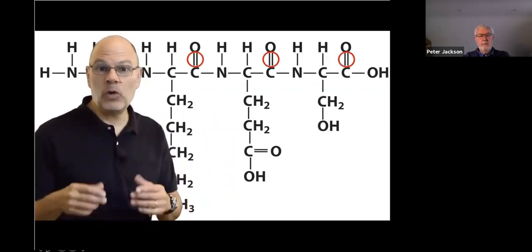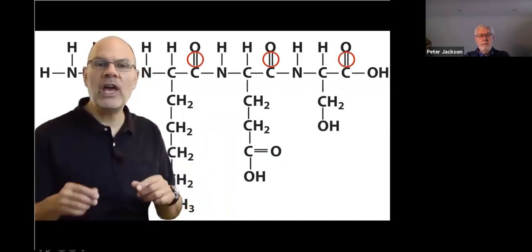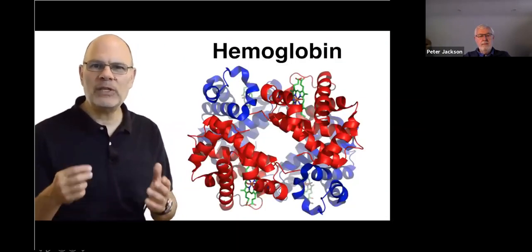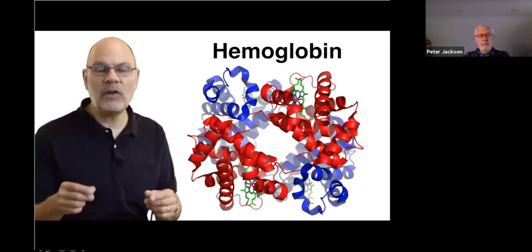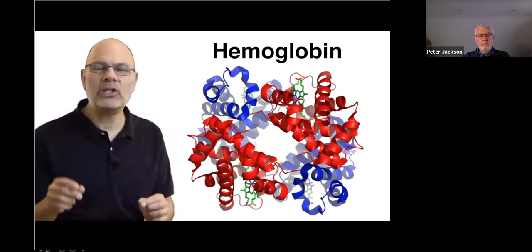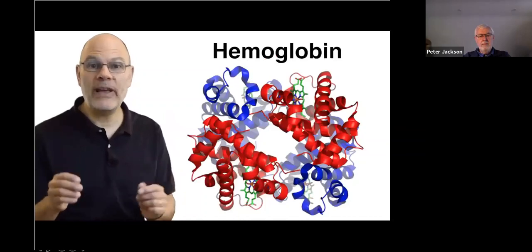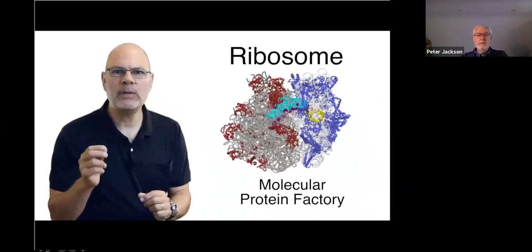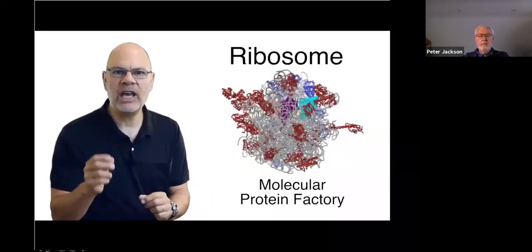It's the basis for one of the chemical interactions that causes this protein, hemoglobin, to fold up into its specific shape. And that makes its function, which is carrying oxygen, possible. It all comes down to carbon and its 4 valence electrons. What's the takeaway? By weight, we're mostly water, but carbon is what makes possible the molecular complexity that life is all about.